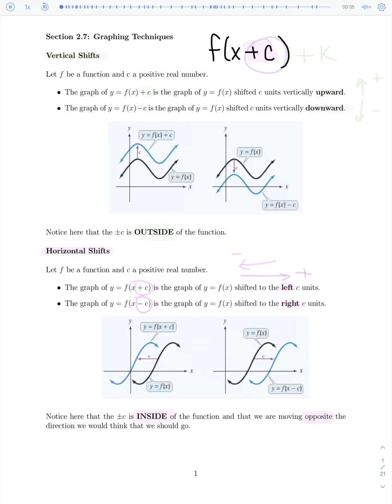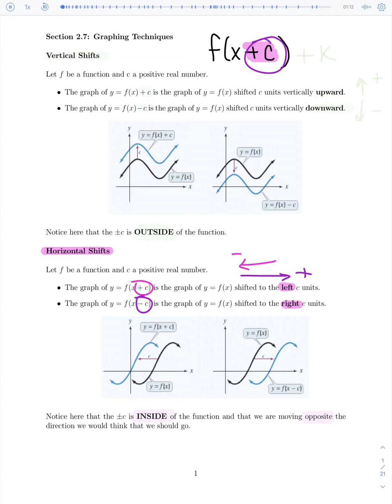Numbers inside are going to shift you left or right, but it's always going to be the reverse of what you see. If you actually see a plus, you're going to shift it to the left, towards the minus numbers. If you actually see a minus inside, you're going to do the reverse. You're actually going to shift it to the right, towards the plus numbers. That's for whatever number is on the inside of our function.